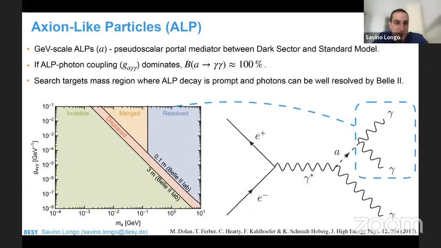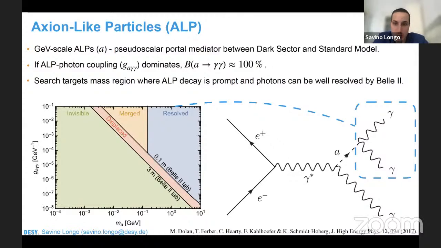The next analysis is a search for axion-like particles. So at GeV scale, axions can represent a pseudoscalar portal mediator between a dark sector and the standard model. Now, if the ALP-photon coupling, so g_aγγ, dominates, then the branching fraction of ALP to γγ is also close to 100%. And this is sort of the focus of the analysis at Belle 2.